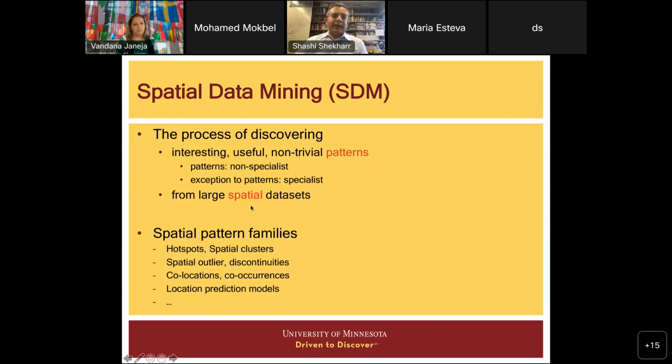And the only thing we are adding here is for spatial data mining, we are saying the data sets are spatial. Certainly in the case of polar science, we believe a lot of data is spatial. Okay. So let's go and look at these patterns.